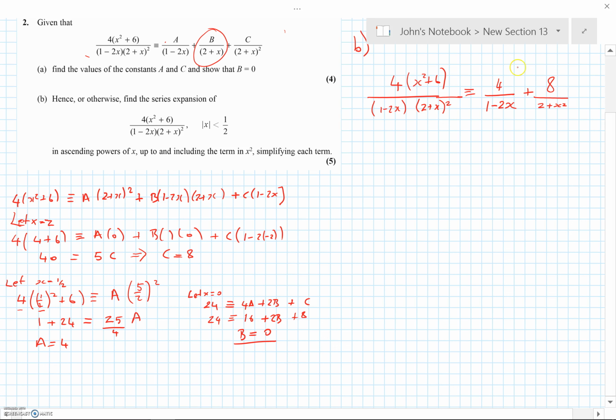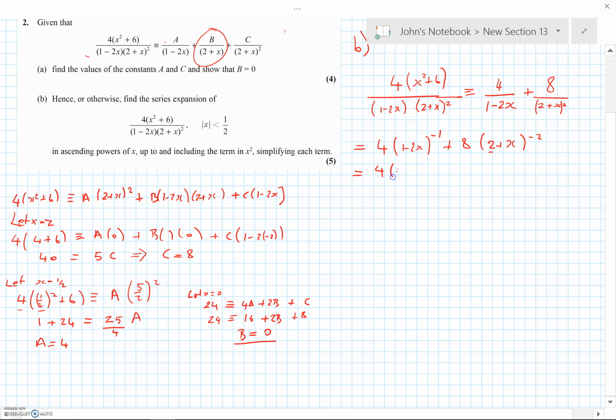It's binomial expansion. Just slightly need to change that. Now, it's binomial expansion, and again, it is pretty standard. We're looking for the binomial expansion of this. We can say that's equal to 4 times (1 minus 2x) plus 8 times (2 plus x) to the minus 2. Now, we do need to deal with this issue because our binomial expansion needs a 1 at the front there. So let's deal with that.